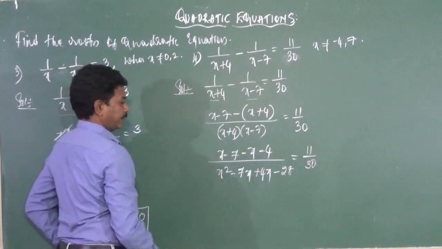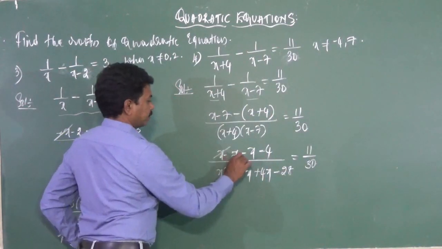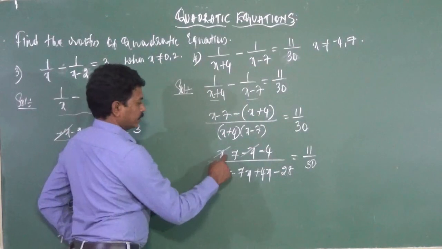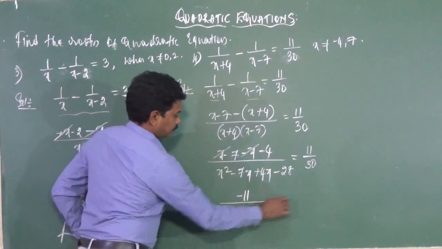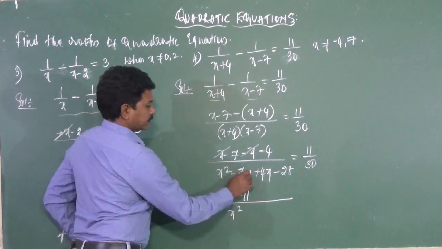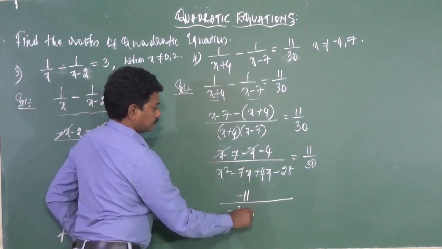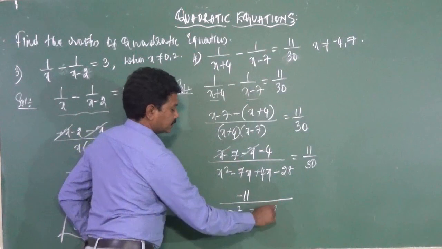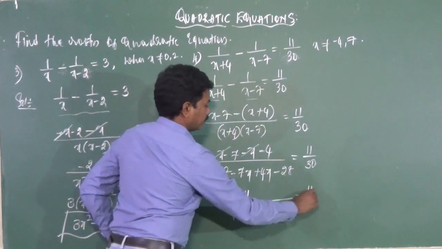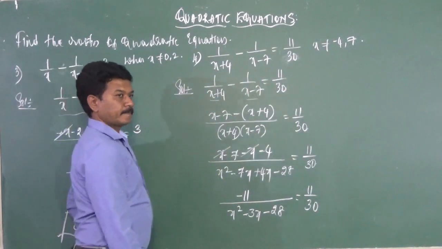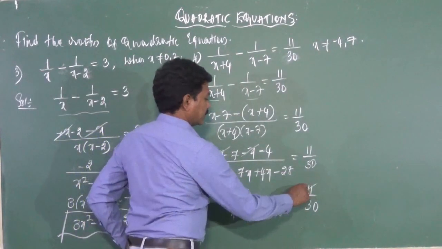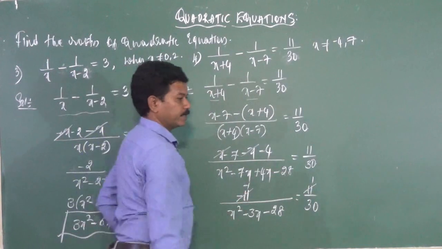Okay, let us simplify. So plus x minus x gets cancelled. We are left with minus 7 minus 4, which is minus 11. By x square, minus 7x plus 4x is minus 3x, minus 3x minus 28, is equal to 11 by 30. So the next possible step is cross multiplication. But before that you can do one thing: 11 ones are 11, minus ones are, you can cancel that.